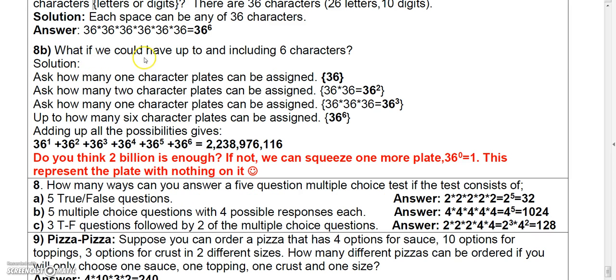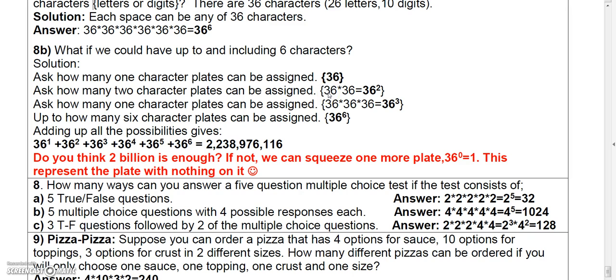Okay, now what if we could have up to and including 6 characters? Well, now we have to say, okay, how many 1 character plates can be assigned? And so that would be 36, because you could have anything from A to Z or 0 to 9, so that would be 36. And then how many 2 character plates can be assigned, like AB or AA or A1 or something like that?